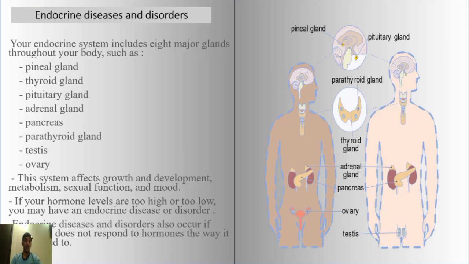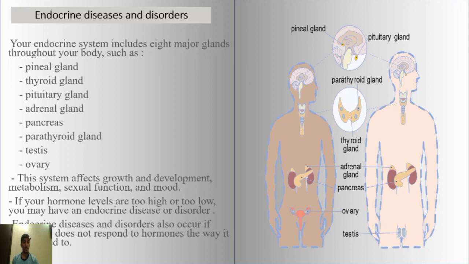Endocrine disease and disorders. Your endocrine system includes 8 major glands throughout your body, such as the pineal gland, the thyroid gland, the pituitary gland, and the adrenal gland, pancreas, parathyroid gland, testes, and the ovary.